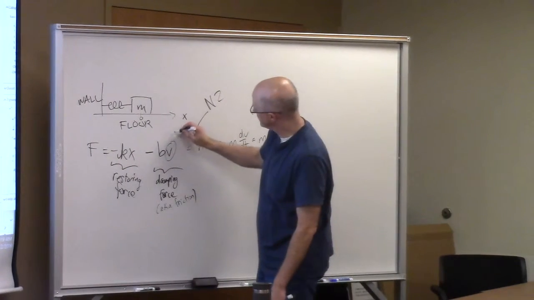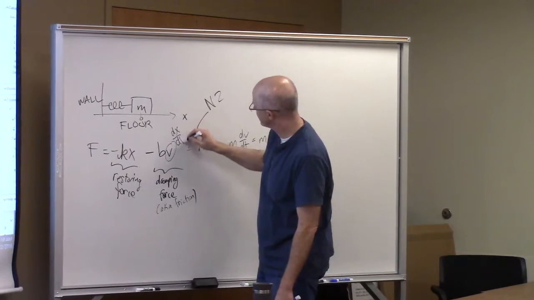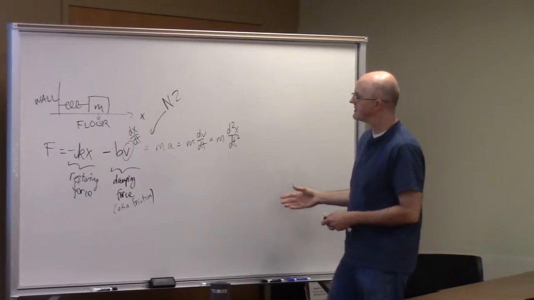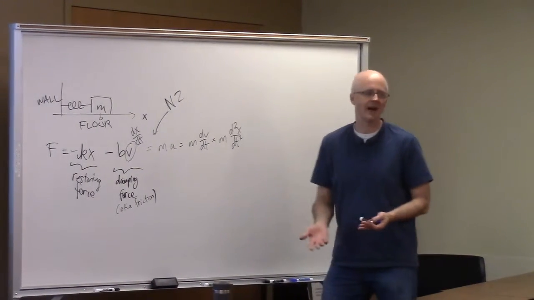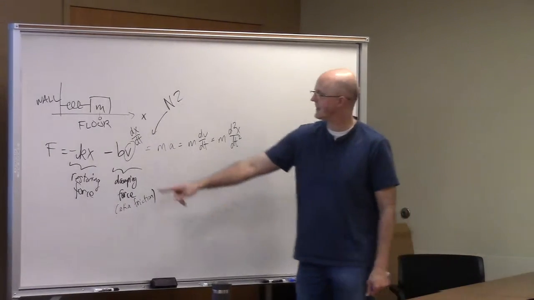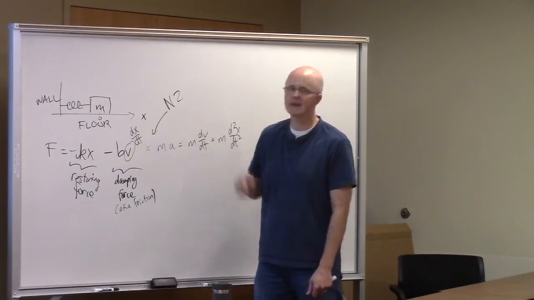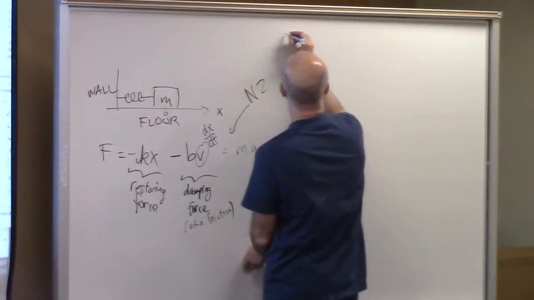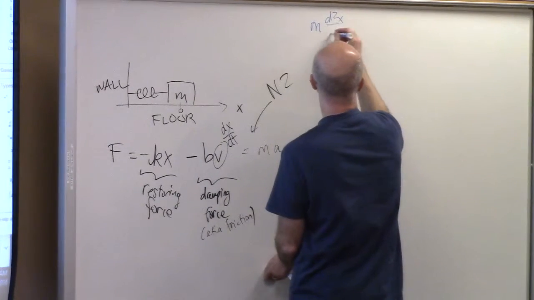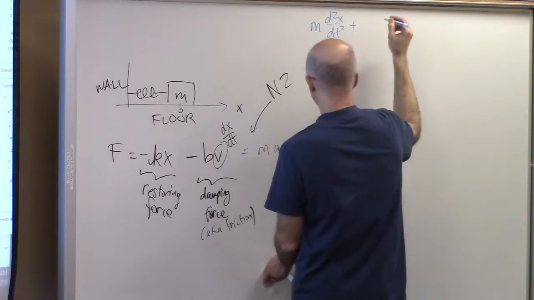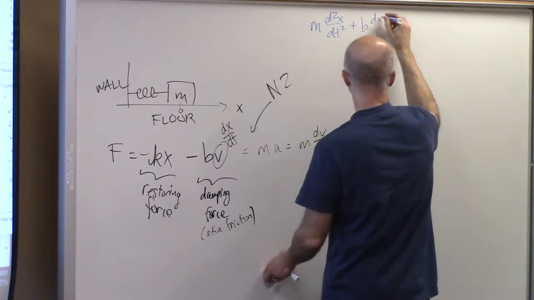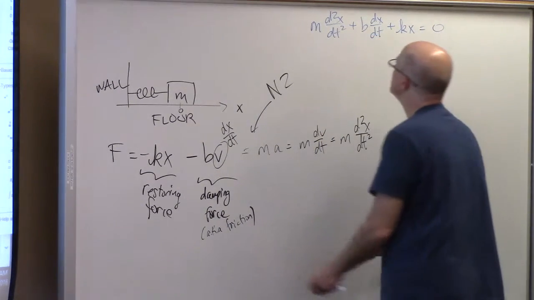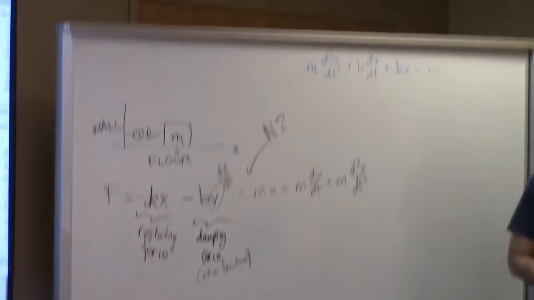It's traditional to replace v with dx/dt. And it's also somewhat traditional then to rearrange this equation so that 0 is on one side and all the other terms are on the other side. We can add kx and add b times dx/dt to both sides. And we can ultimately write our equation like this: m times the second derivative of x with respect to t plus b times the first derivative of x with respect to t plus k times x equals 0. That's a common way to write this second order equation.